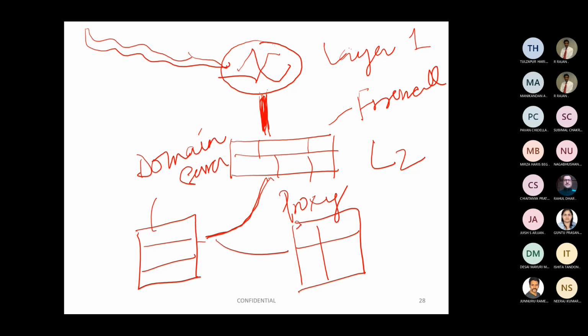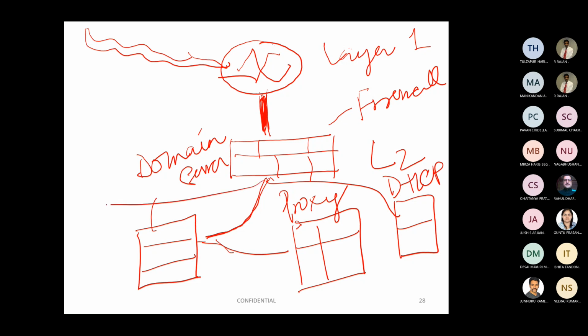Fine. You can also have something called a DHCP server. A DHCP server is one which dynamically assigns an IP address to a person who has been authorized. These are all multiple layers only, right? You can have a domain server, you can have a DHCP server, you can have a proxy server, you can have a monitoring server.